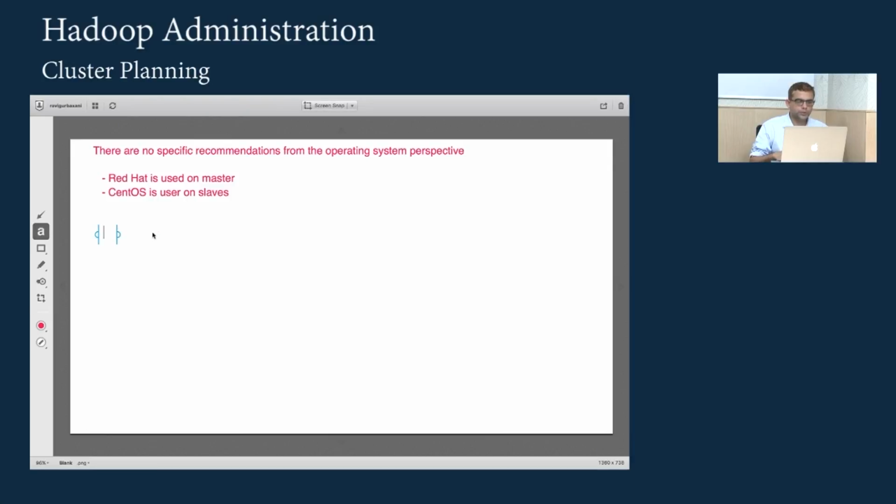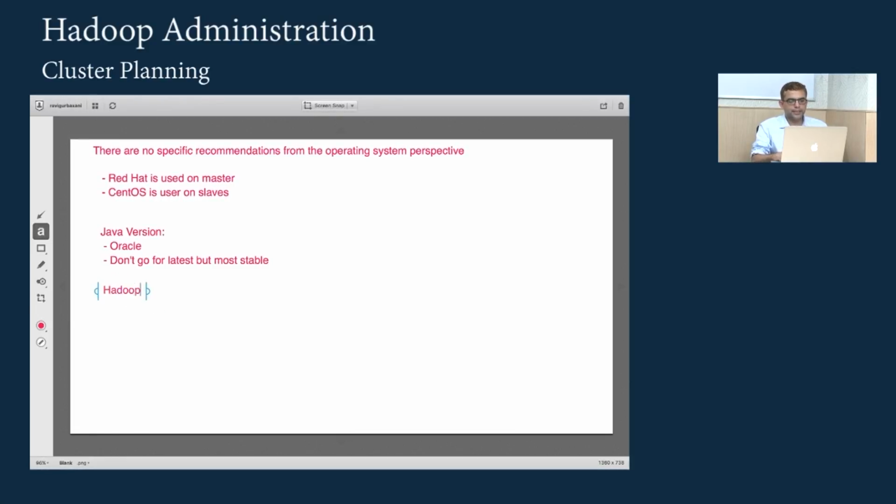When it comes to the Java version, make sure that you use Java from Oracle, and don't go for the latest but the most stable. So when it comes to JDK, make sure you do that. On the operating system side, there are no recommendations. Red Hat or CentOS is most common, but you're free to use Ubuntu or SUSE. When it comes to Java version, use Oracle's Java and go for the most stable, not the latest.